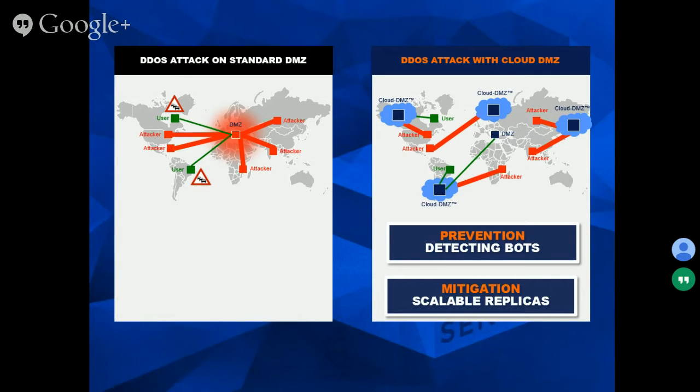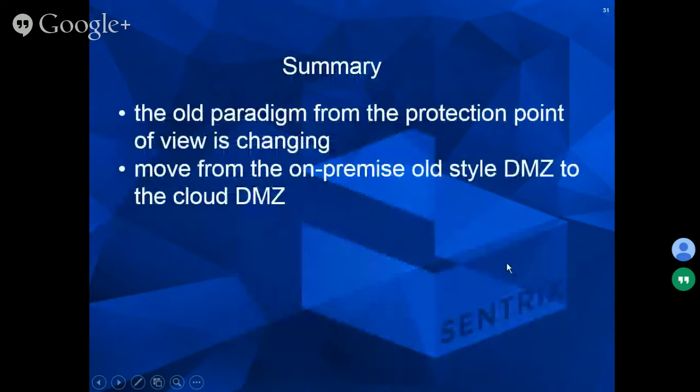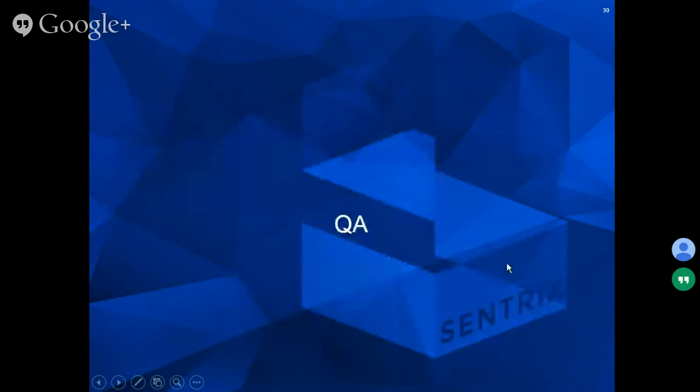A DDoS attack on a standard DMZ will look like the attack will be centralized into the DMZ, which will be a challenge to beat. And with a DDoS attack on the Cloud DMZ, every user or every attacker will take his cloud replica from a different location in the world. So therefore, we will prevent that by detecting the bot, and we'll mitigate by scalable replications. And this is pretty much it about the Cloud DMZ.